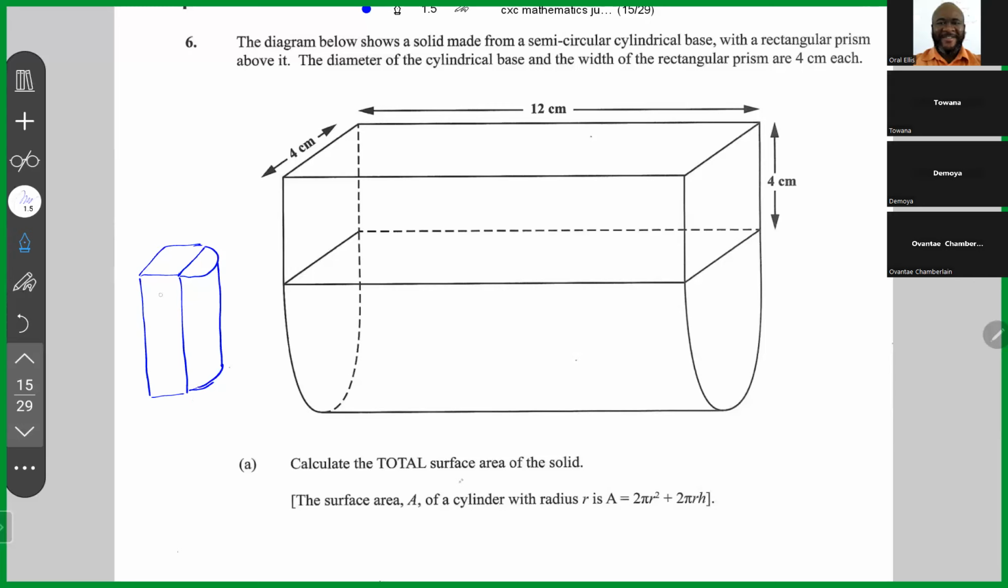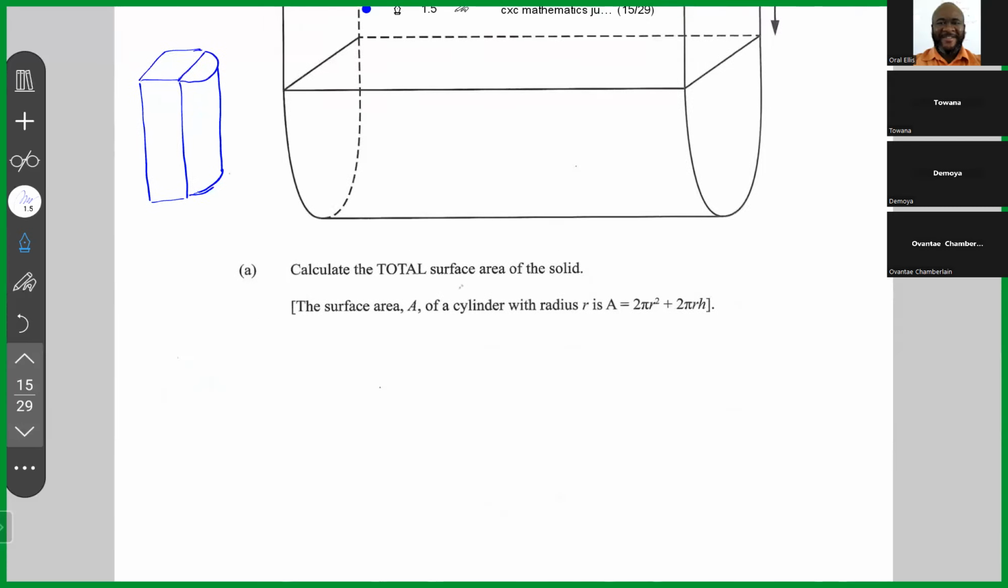So the shape is a rectangular prism, and attached to the rectangular prism is a semicircle. So it's a composite solid made of half of a cylinder and a cuboid. All right, we're asked to calculate the total surface area.